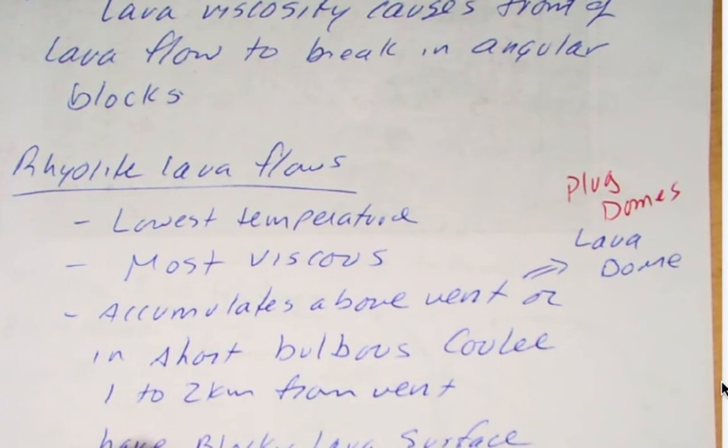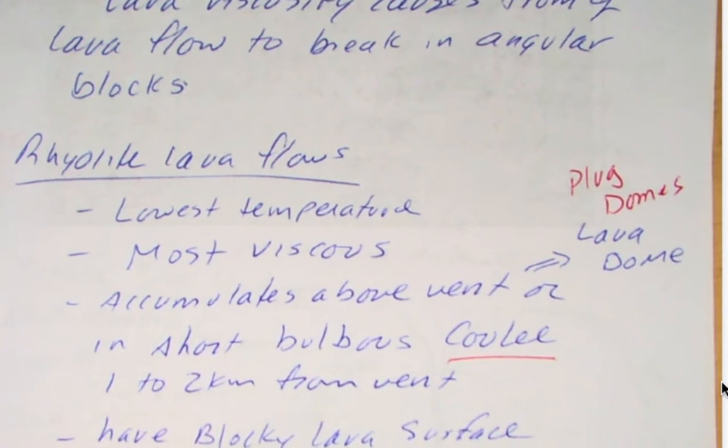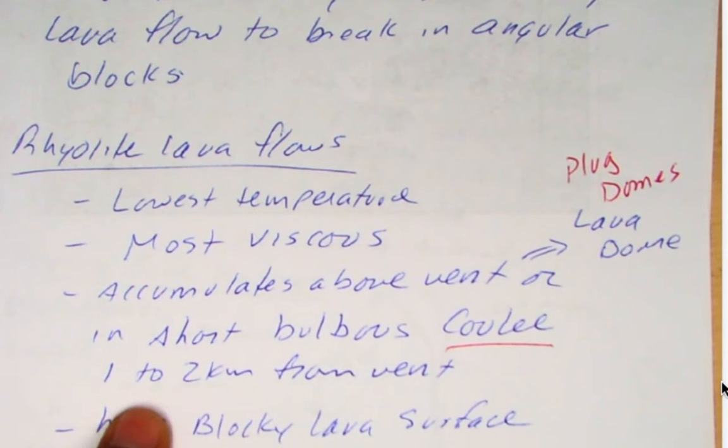And also, they're making short lava flows. They can make these lava flows called coulees, and later on I talk about the coulees here. And they don't flow very far, 1 to 2 kilometers at the most from the vent. And again, they have these blocky lava surfaces.